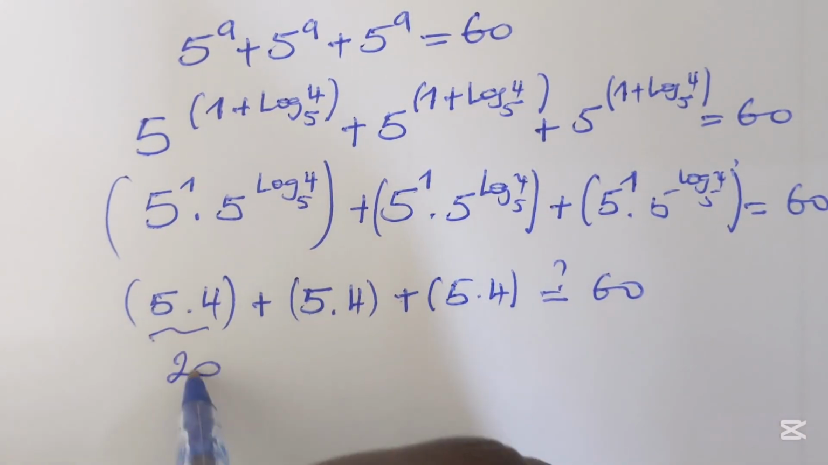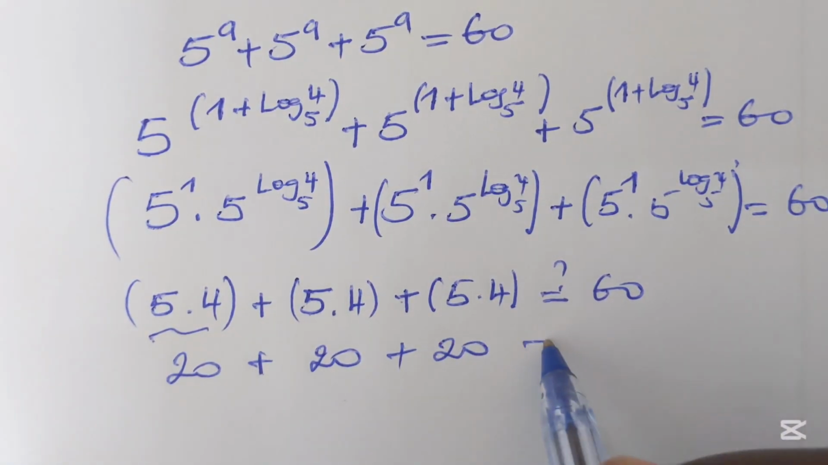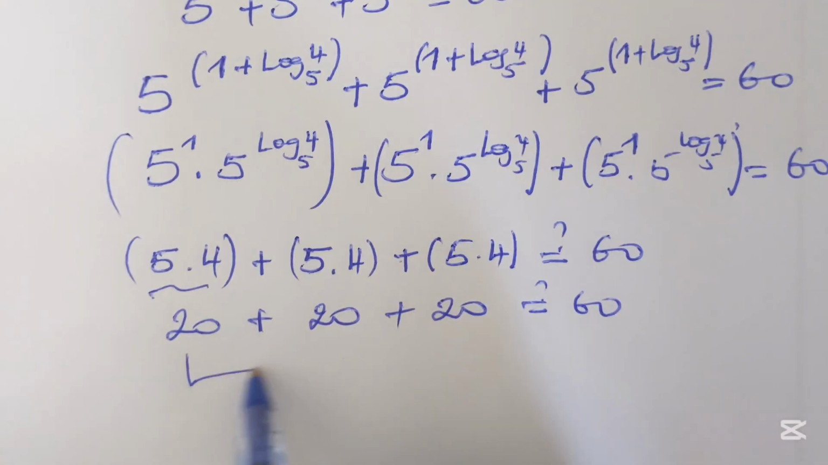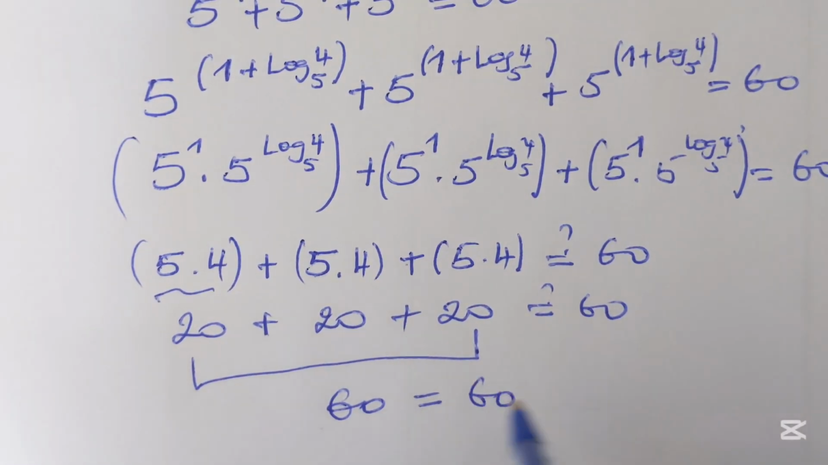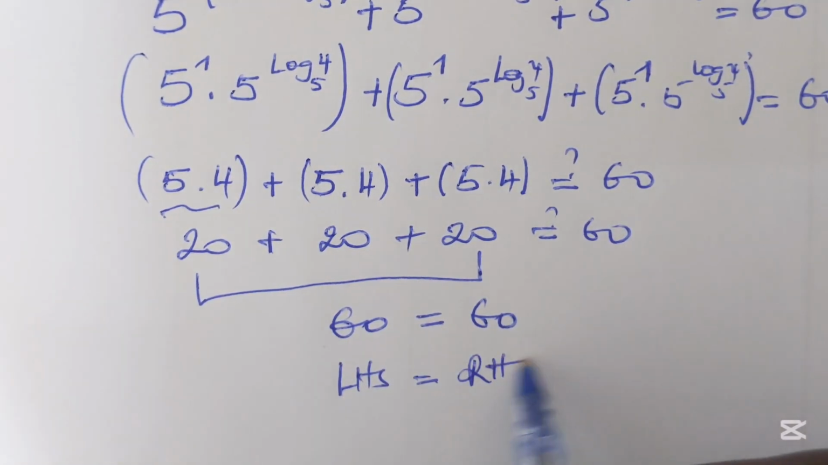Here we get 20 plus 20 plus 20 equals 60. Then here we get 60, which equals 60. Then the left hand side equals the right hand side.